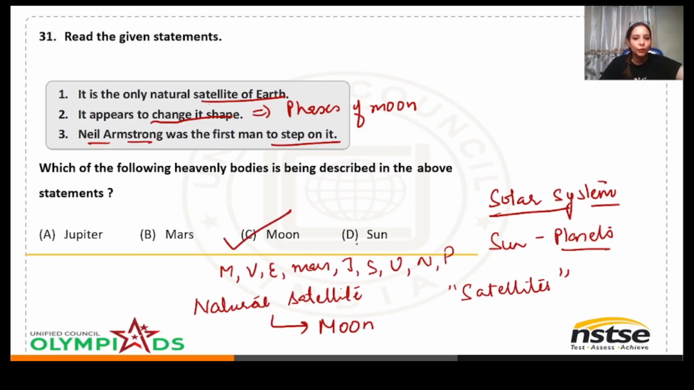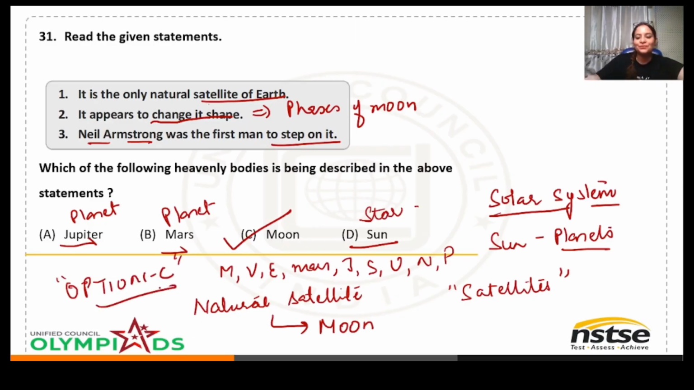It is the moon. And why not Jupiter? Because Jupiter is a planet. It is not a satellite. Mars is a planet. It's not a satellite. And the Sun is neither a planet nor a satellite. We call the Sun a star, the biggest star, which has its own light. So which option is correct, student? Option C is the correct answer.